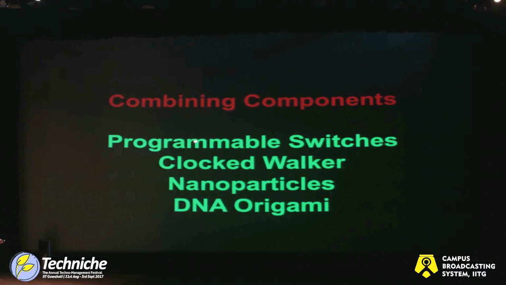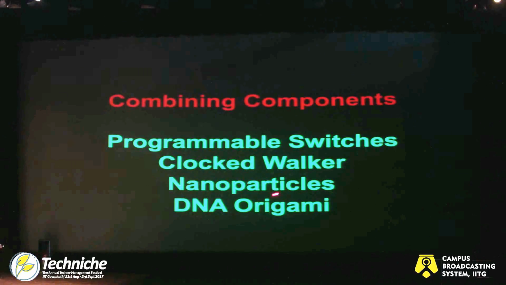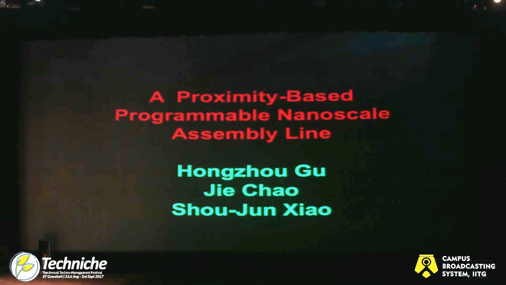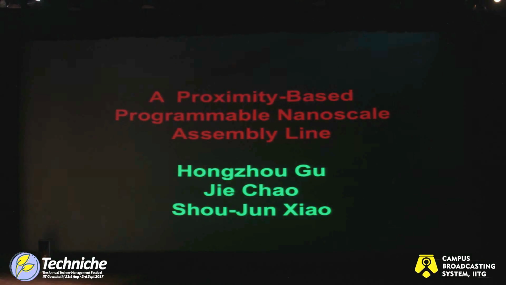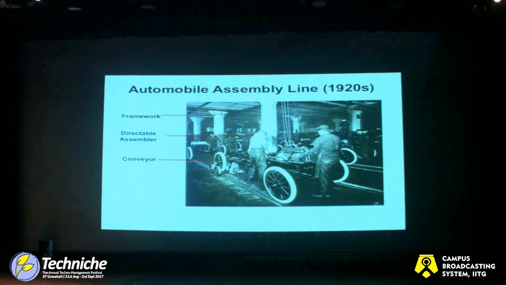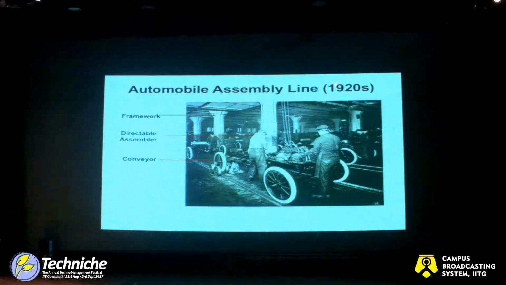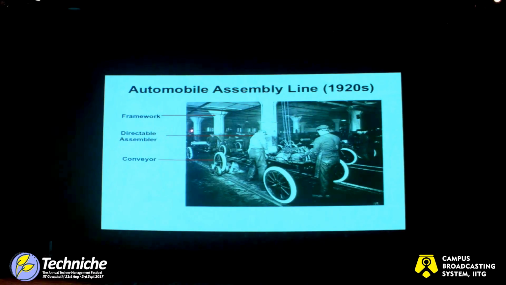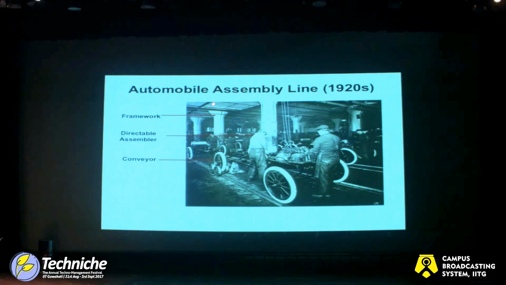So our components here consist of programmable switches, clock walker, nanoparticles, and DNA origami, and it results in a proximity-based programmable nanoscale assembly line built by Hangzhou Gu, Jizhou, and Xiaoyan Xiao. So this is an assembly line from Detroit in the 1920s, making a car. And what you see are three key components. The most important one is the assembler, the worker who knows what to do at any given station. Then there's a conveyor that moves the growing car from station to station. And then there's the factory in which it's being done.